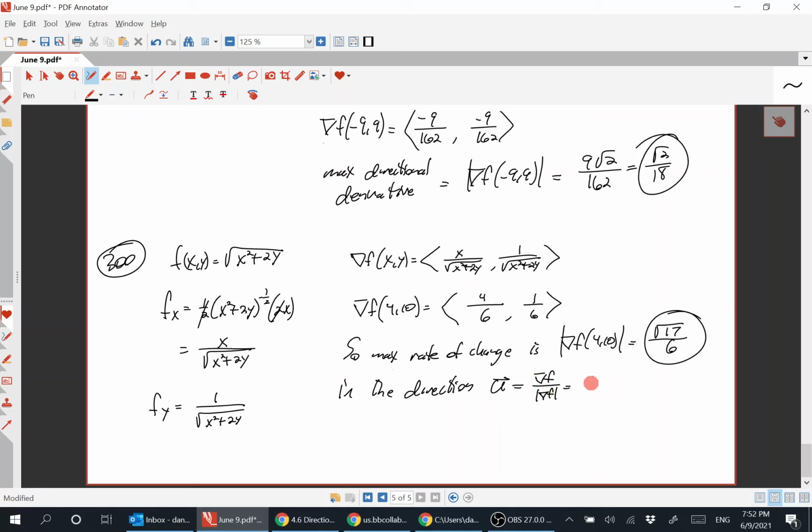So that is 4 over root 17, comma, 1 over root 17. So that's the unit vector pointing in the same direction as the gradient itself.